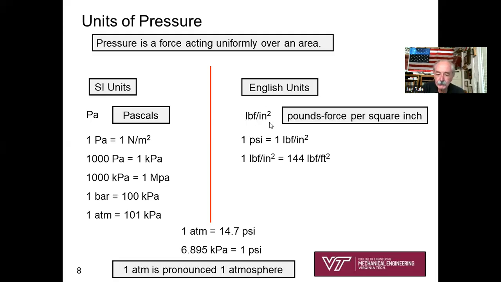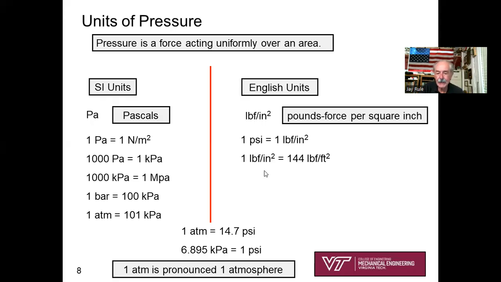Pounds force per square inch is the unit of pressure in English. In shortcut, we call that PSI. So 1 pound force per square inch can be written 1 PSI.